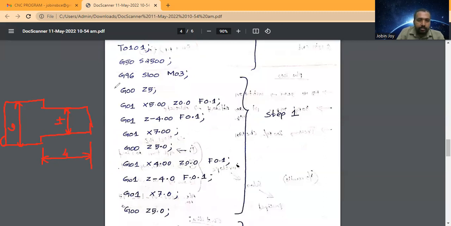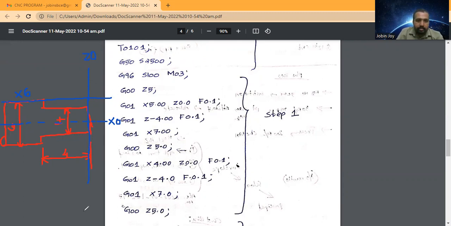And the reference, this end represents the Z0, and this outer of this workpiece represents X6. So this is X6. So what about the diameter? Here the diameter is 6. So this line represents X6, and this end represents Z0, and this is the center line. The center line is X0. And then the direction.